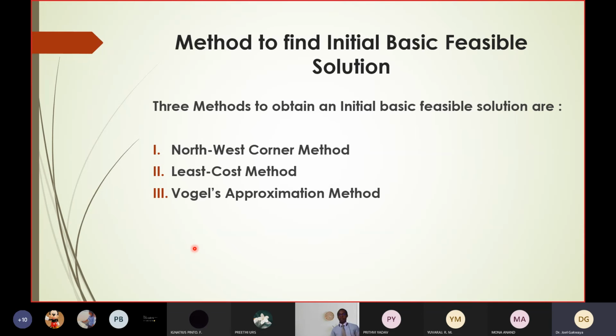Okay, so we have three methods which we are going to use. Number one, something called the northwest corner method. Number two, the least cost method. Number three, Vogel's approximation method, which is termed VAM. Okay, VAM. So I'm going to explain today the northwest corner method and the least cost method. Two, okay, the northwest corner method and the least cost method I'm going to explain today.